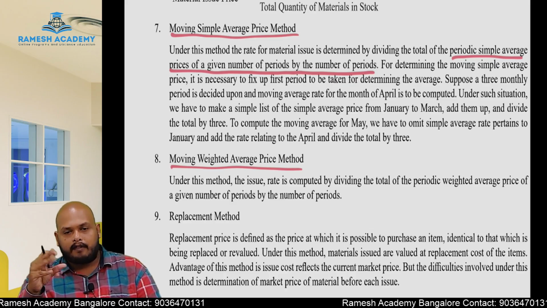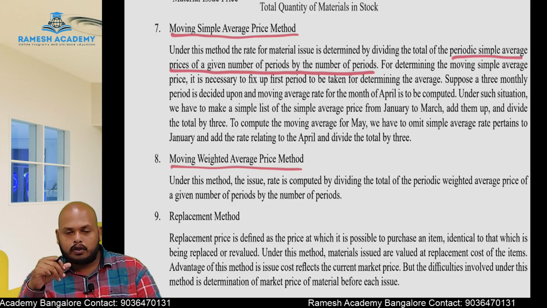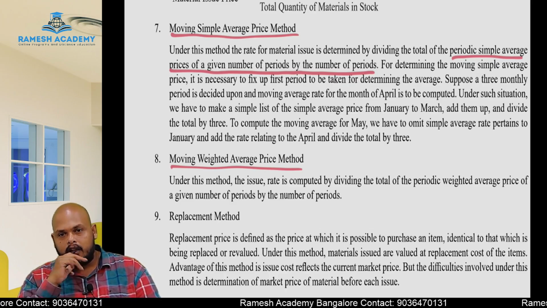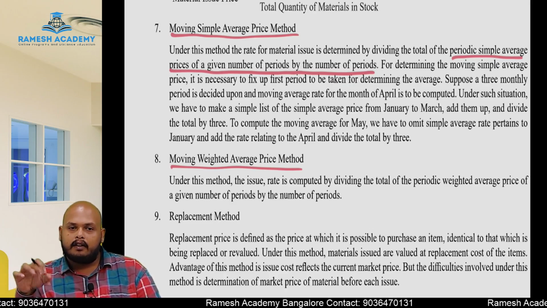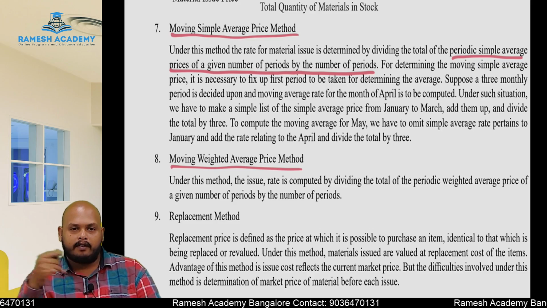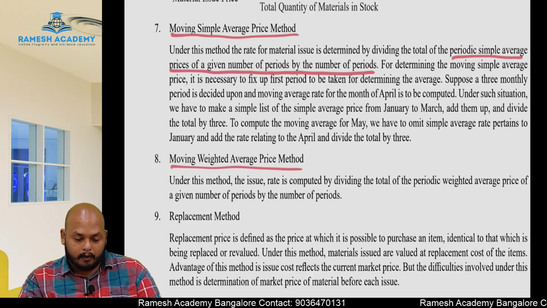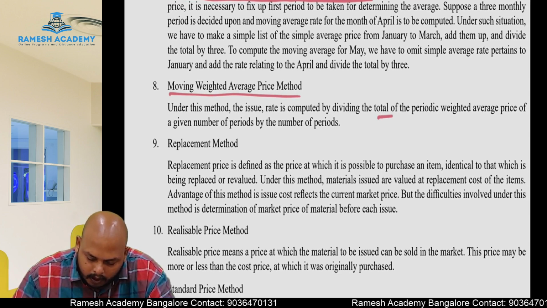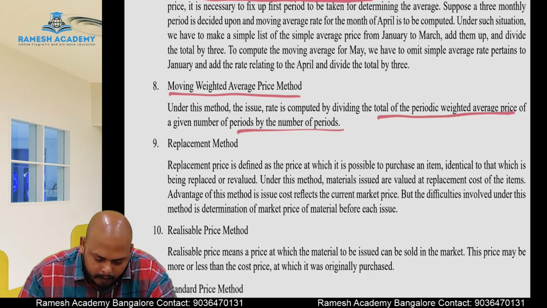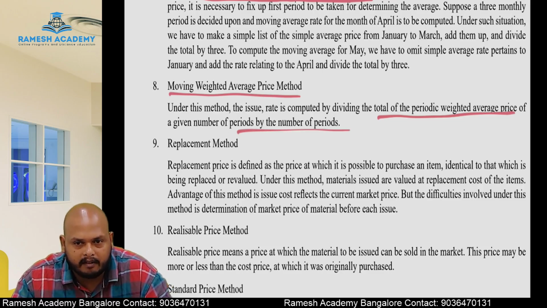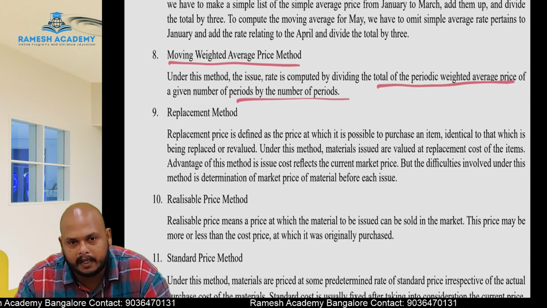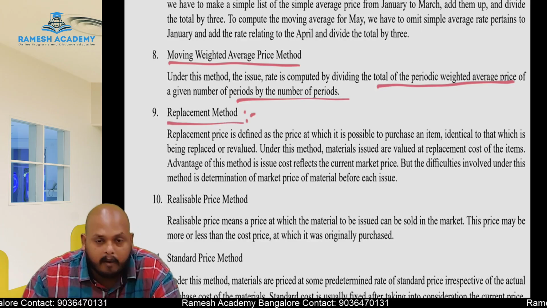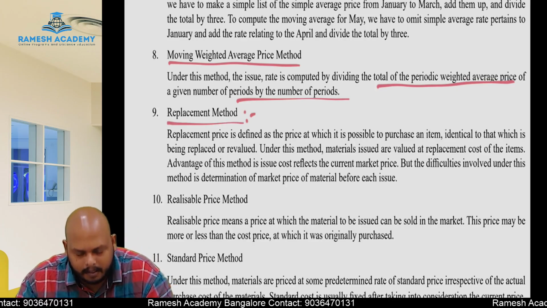Suppose in May there are 5 issues and in June 10 issues. May 5, June 10, that is totally 15 issues. So 15 prices divided by the total number of prices, 15 divided by 15. That is how they calculate the moving simple average. Next, moving weighted average: they will take the total periodic weighted average price divided by the total number of periods. While solving the questions, you will understand these methods. Theoretically it is a little bit complicated, but while solving questions you will see it is easy.